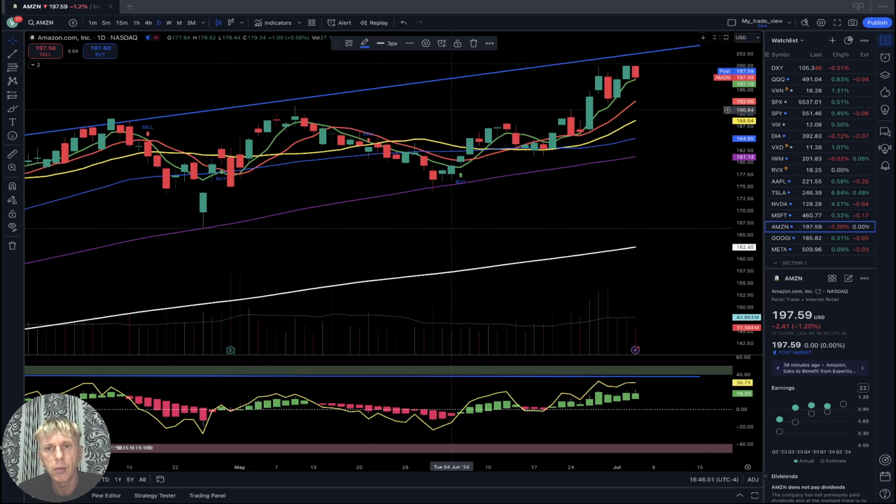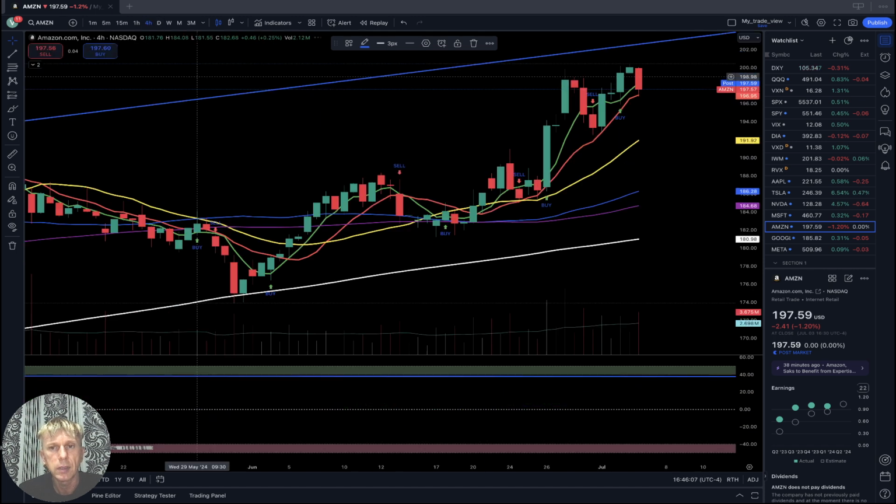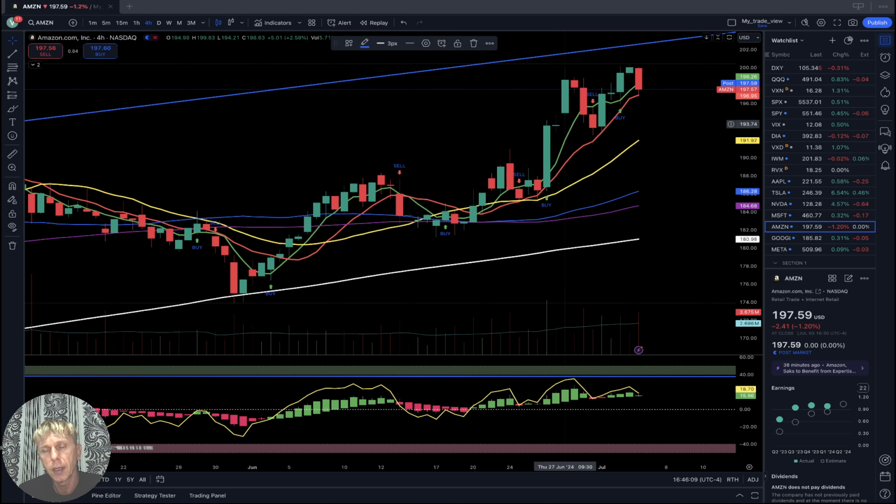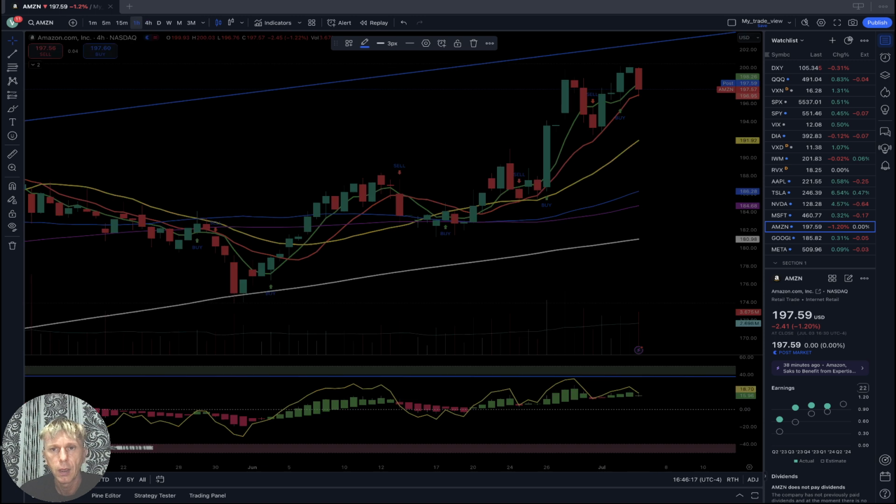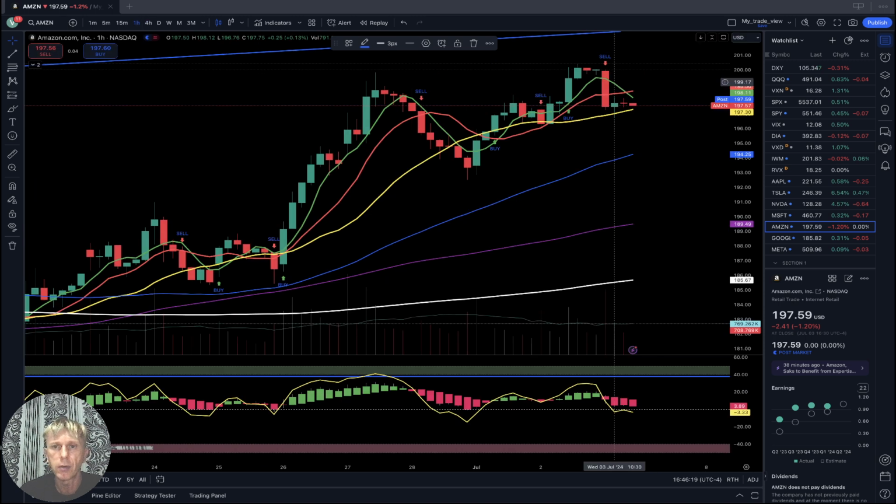Amazon daily, same bullish trend, bearish divergence on RSI, but trend is bullish. 4 hours time frame, still last bar above all moving averages, bullish trend with bearish divergence on RSI. 1 hour time frame, it did reversal sell signal. SMA 5 did bearish crossover over 10. It's a bearish signal. And last bar stopped at SMA 20.